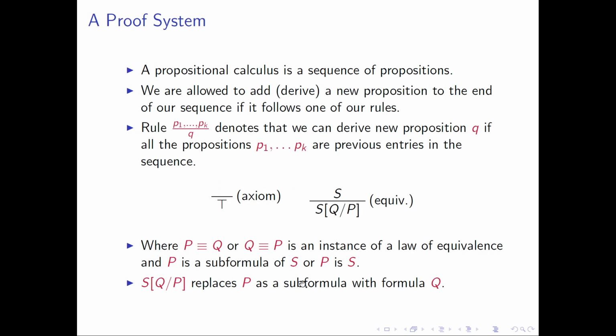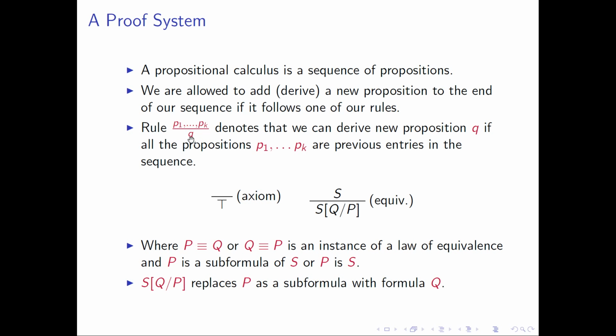Okay, we got through that. What do we get out the end of this? We get a proof system, okay? But we're just going to have to describe a bit more about what a proof system is. So what is a propositional calculus? Well, it's a sequence of propositions. In this sequence, we get to the end, and we're allowed to add maybe another proposition to the end of this, as long as it follows one of our rules. And we write the rules as such, okay? We have the things on the top and something on the bottom here, Q.